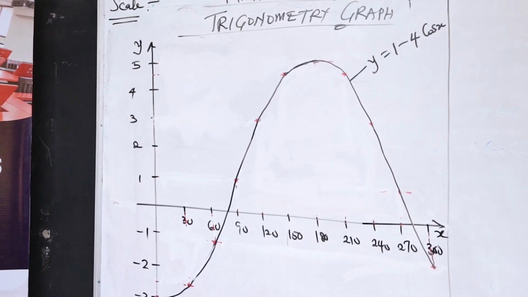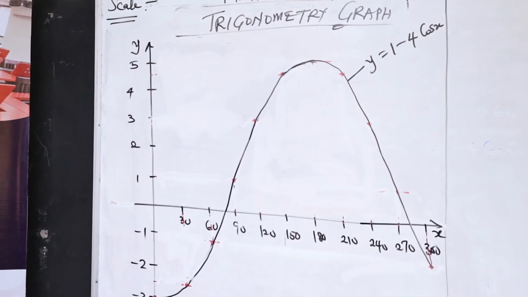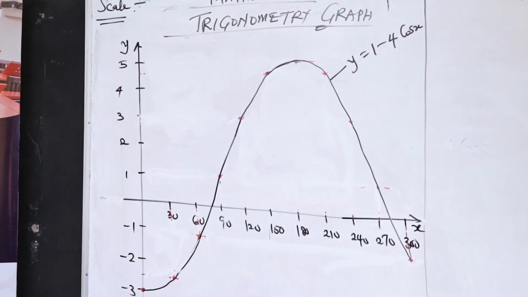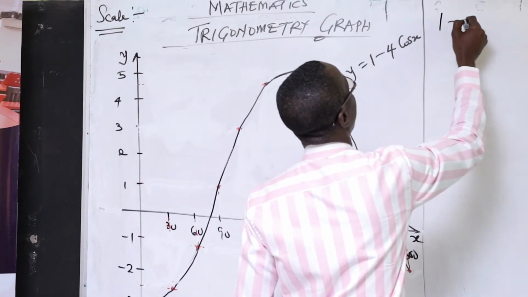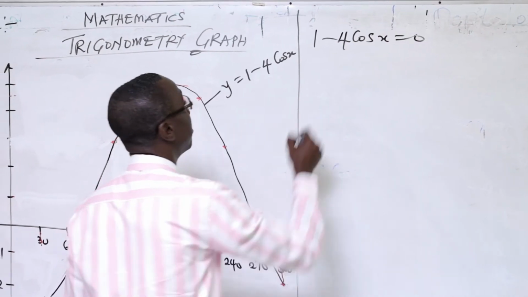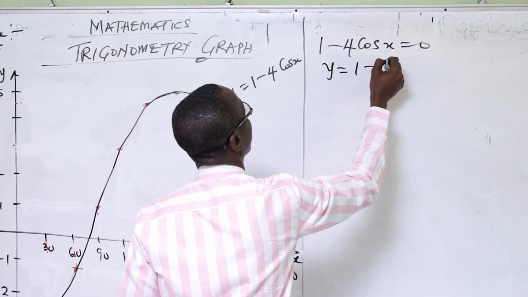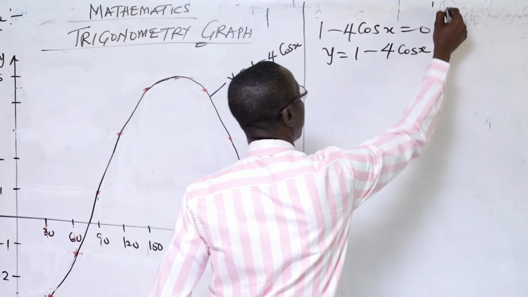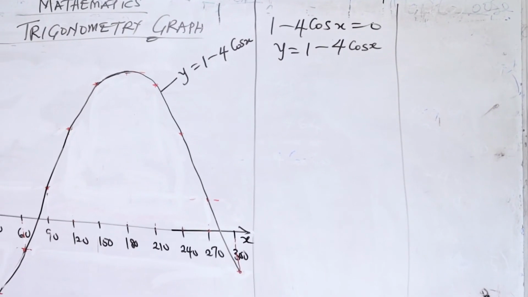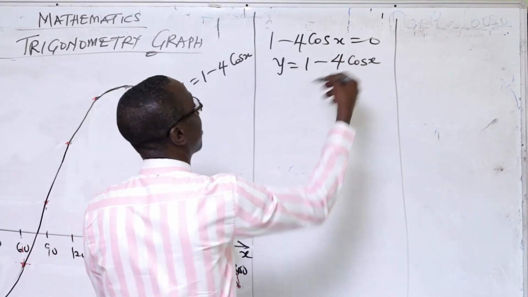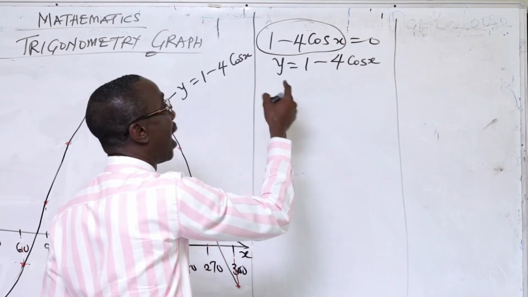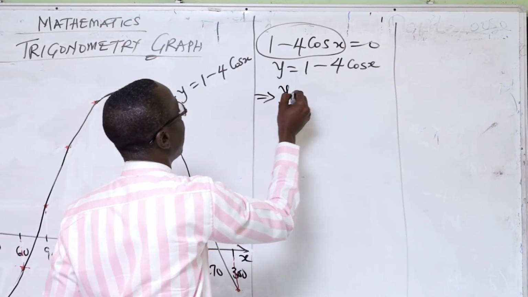Am I communicating? Great. Can we take the first question? Use your graph to solve the equation 1 minus 4 cos x is equal to 0. What is the equation of the graph? y is equal to 1 minus 4 cos x. Yes, this is what I said under quadratic graph. You can see now that the two equations are the same. If I remove this, what will I put there now? y. So it implies that y is equal to 0.